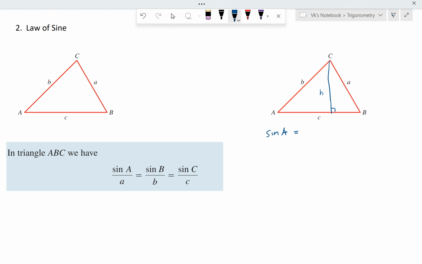From here, we can use the definition of sine. Sine of A is opposite h over hypotenuse B. Sine of B is opposite h over hypotenuse A. Well, from here we see that B sine A equals h, and we can substitute h equals B sine A. So this gives us sine B is B sine A over A.